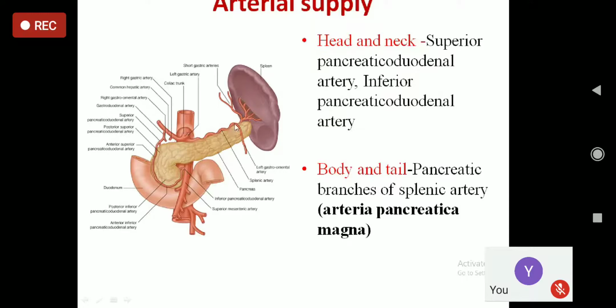And the body and tail are supplied by the pancreatic branches of the splenic artery. Here we can see this is the splenic artery. It gives small pancreatic branches, which supply the body and the tail of the pancreas. Among them, one artery is the longest and the largest, known as arteria pancreatica magna. It also supplies the body and the tail of the pancreas. Ultimately, the splenic artery, as we know, is also a branch from the celiac trunk.